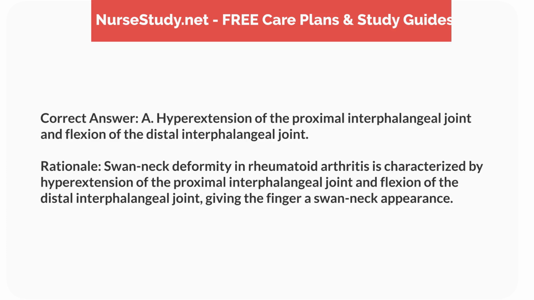Correct answer. A. Hyperextension of the proximal interphalangeal joint and flexion of the distal interphalangeal joint. Rationale. Swan neck deformity in rheumatoid arthritis is characterized by hyperextension of the proximal interphalangeal joint and flexion of the distal interphalangeal joint, giving the finger a swan neck appearance.